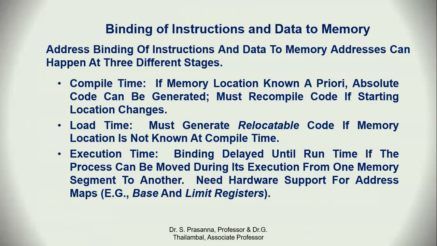Binding of instructions and data to memory. Address binding of instructions and data to memory addresses can happen at three different stages. Compile time: if memory location is known a priori, absolute code can be generated; must recompile code if starting location changes. Load time: must generate relocatable code if memory location is not known at compile time. Execution time: binding is delayed until runtime if the process can be moved during its execution from one memory segment to another. It needs hardware support for address maps.